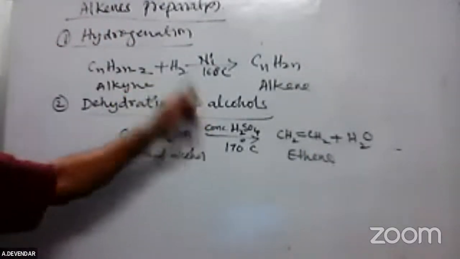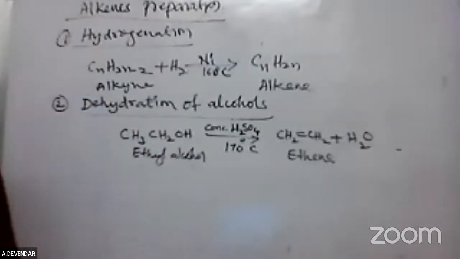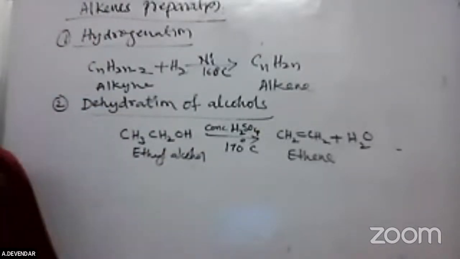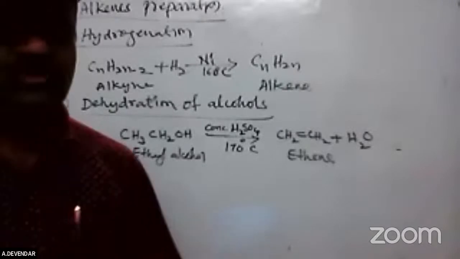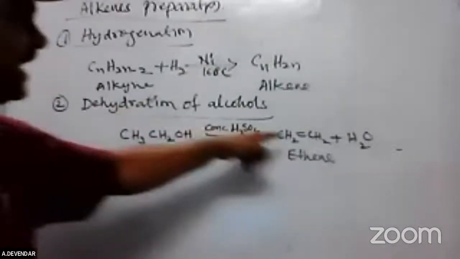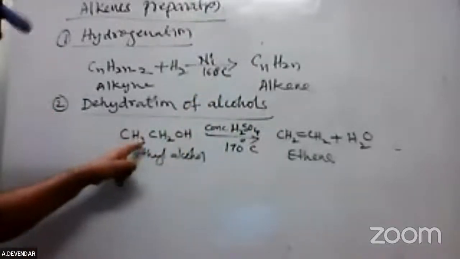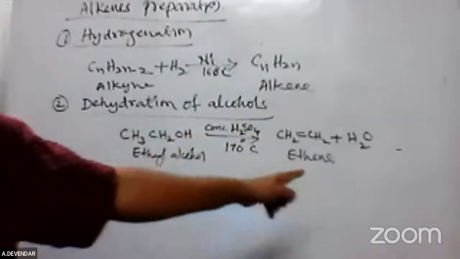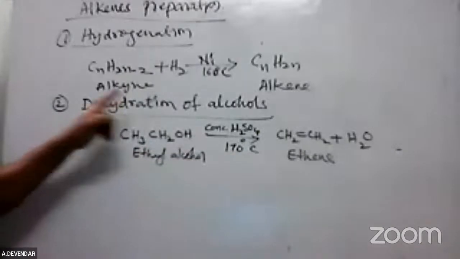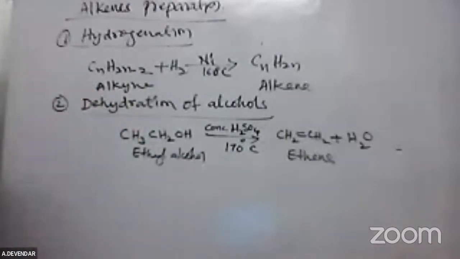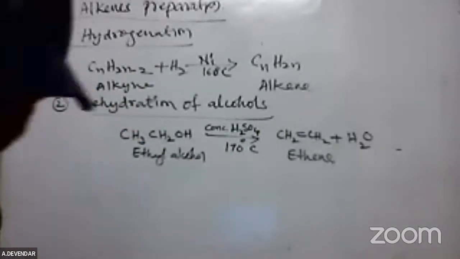Dehydration of alcohols: any alcohol you can take, propanol or butanol or pentanol, whatever, methanol also. But from methanol you can't get the double bond, because only one carbon is there. In ethyl alcohol, two carbon atoms are there, so you are getting ethene. This is called dehydration of alcohols. This is the second method of preparation. We'll go to the third method.